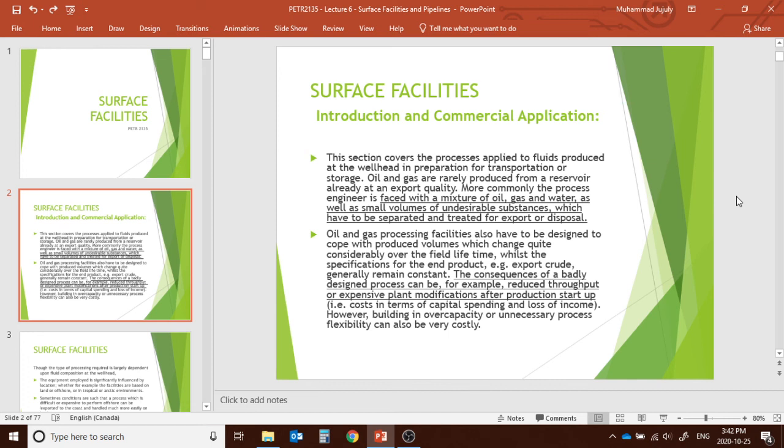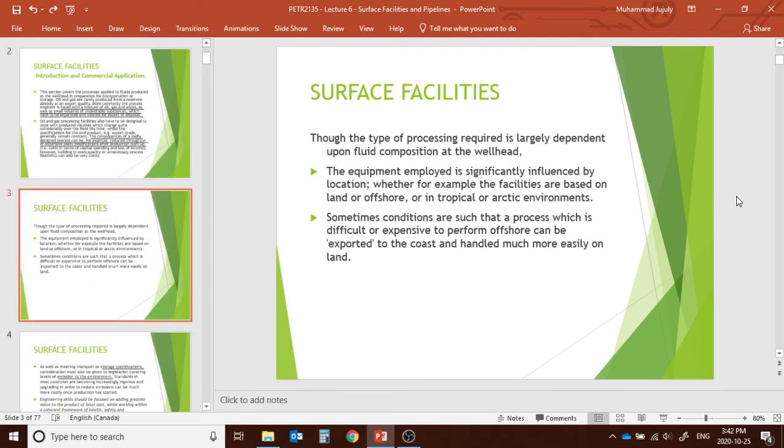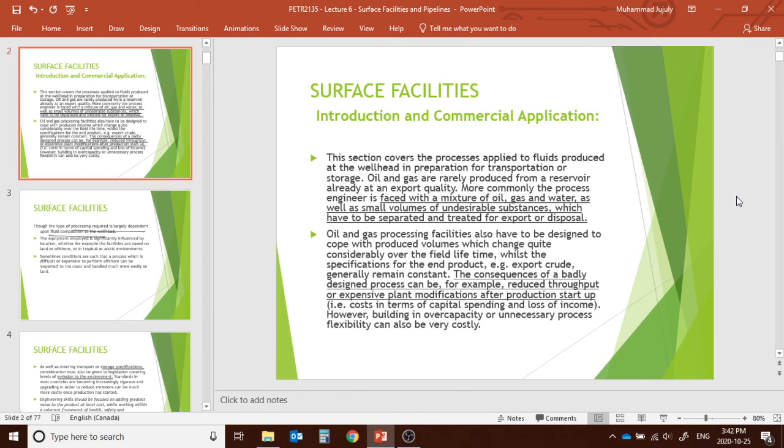These depend on many factors. There are several important factors that decide what the process facilities depend on. The first is the produced volume, and then the type of processing it requires, which depends on the fluid composition.